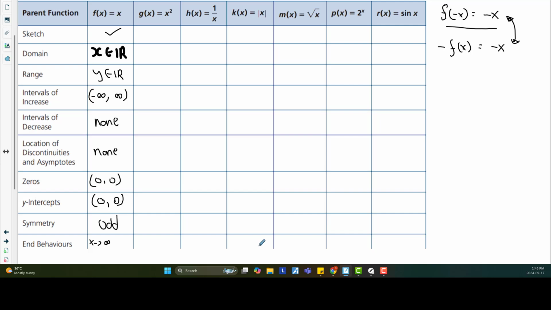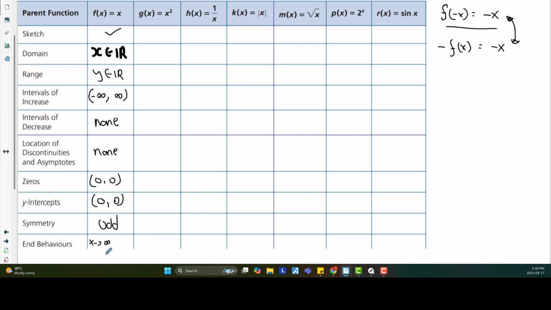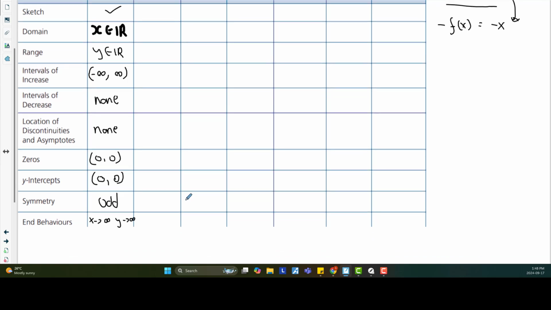So when x goes to positive infinity, what's happening with y? When x is getting bigger and bigger and bigger, what's happening to my y value? My y value in this case is also getting bigger and bigger and bigger. So my y value is also approaching positive infinity.